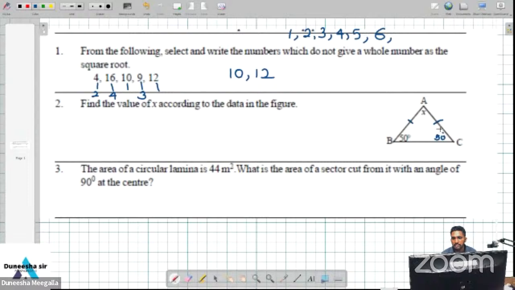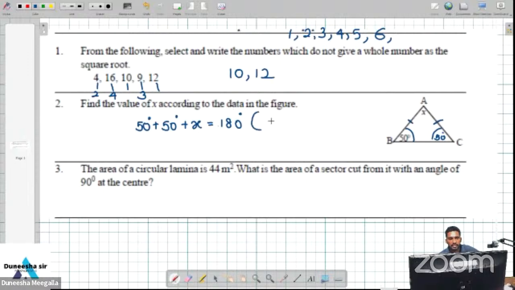Then what is this angle? Also 50 degrees. Okay. Then what is the summation of the internal angles in a triangle? 180. Yes, 180. Then you have to write the steps. 50 plus 50 plus x equal to 180.